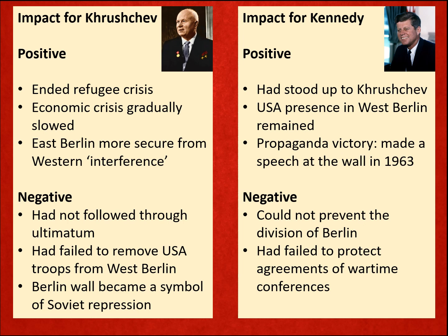And now the impacts for JFK, again, there's a mixture here of positives and negatives. He'd proved himself on the international stage. He'd proved that he could stand up to Khrushchev. The American presence in West Berlin remained, so the ultimatum hadn't been followed through, and it gave him opportunities to show that the West had material advantages over the communist world. And he made a very famous speech at the Berlin Wall in 1963, proclaiming the benefits of life in capitalist countries over life in communist countries. There are some negatives though. He hadn't been able to prevent Berlin from being formally divided, which was one of the previous agreements at the wartime conferences. And it allowed the Soviets to build the wall, and it hadn't managed to prevent that from happening.